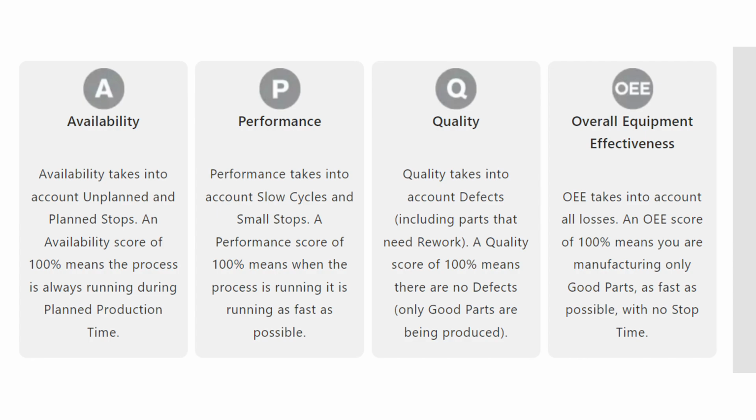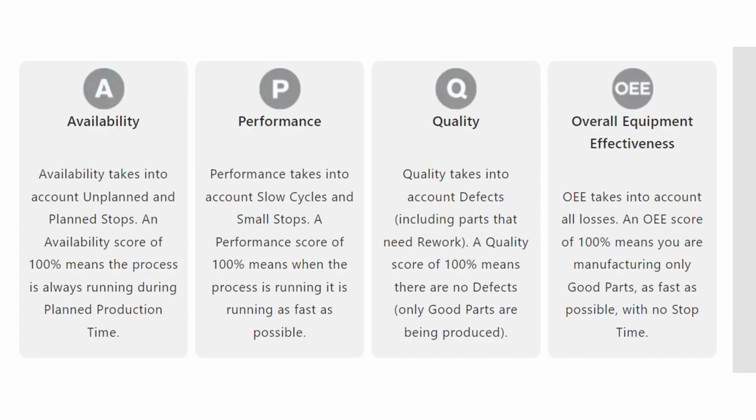Second is performance. A performance score of 100% means that when the process is running, it is running as fast as possible. Availability is there, the machine is running, and it is running at very good speed, very fast. So it is performing very well. The third aspect is quality. 100% means there are no defects in the garment. It is producing 100% quality.